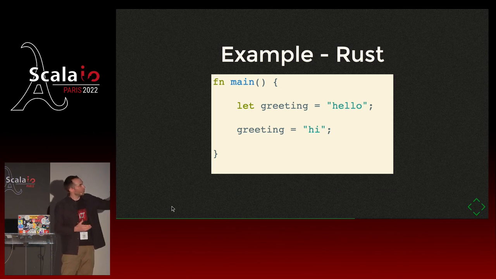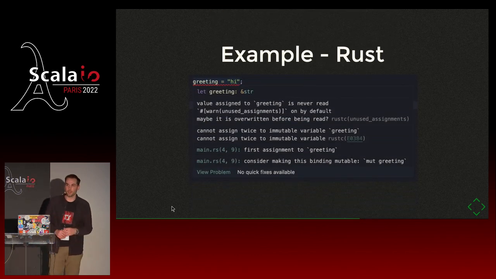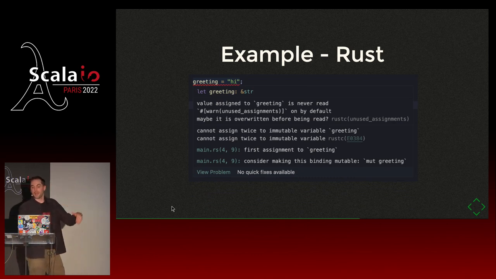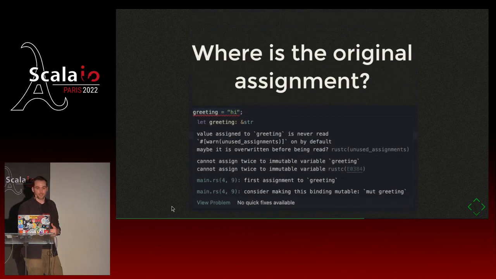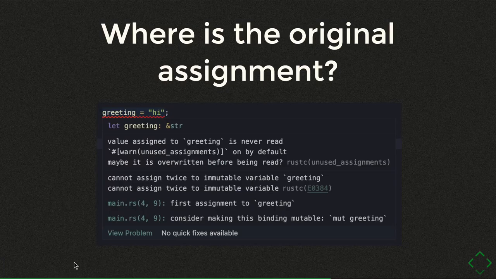Again, you don't have to really know Rust to understand the code. It's the same exact code that we had in Scala. Let's look at the error message that Rust gives you, and we'll notice quite a few different things right away. Let's look back at the questions that I just asked you. The first question we asked ourselves was, where's the original assignment?